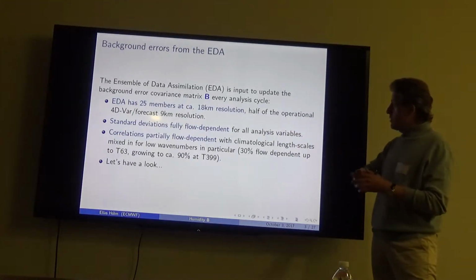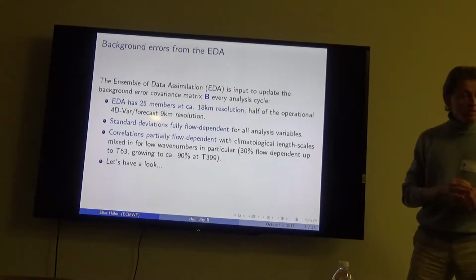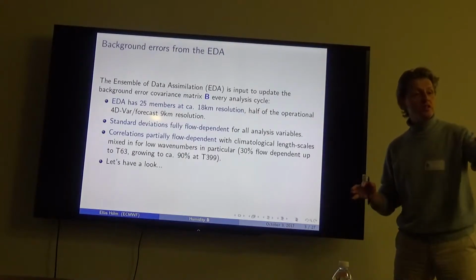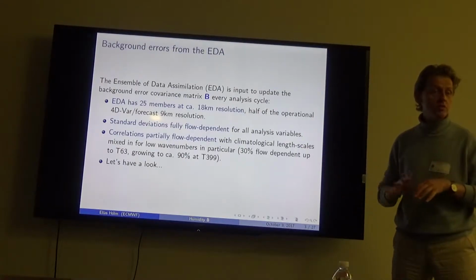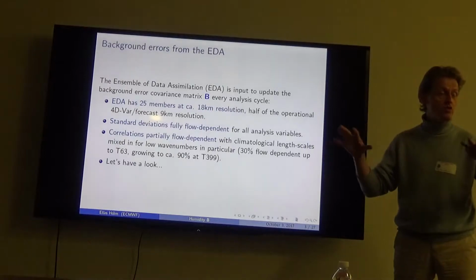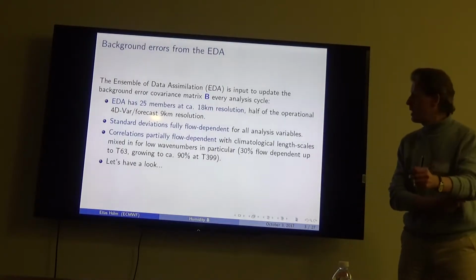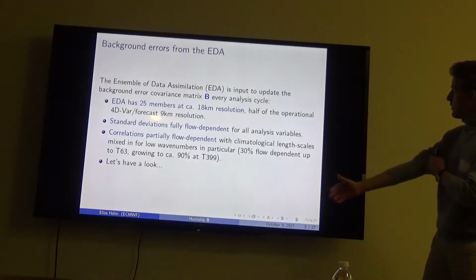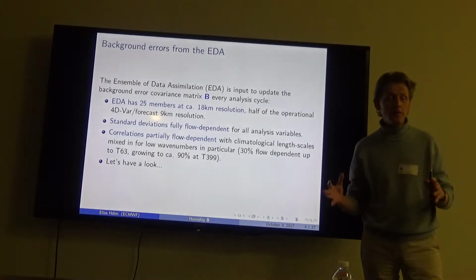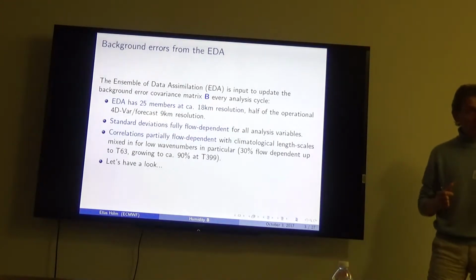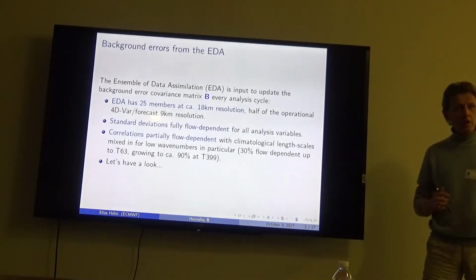From the EDA, we calculate two things. We get the standard deviations, which are just the pure standard deviations of these 25 members. We filter them slightly for noise, but these are fully flow dependent. On top of that, we get three-dimensional correlation matrices of the day. They are not fully flow dependent, but partly.